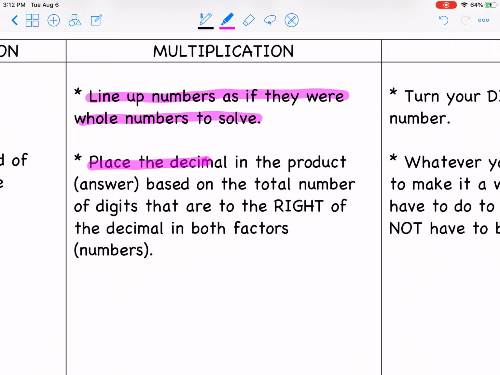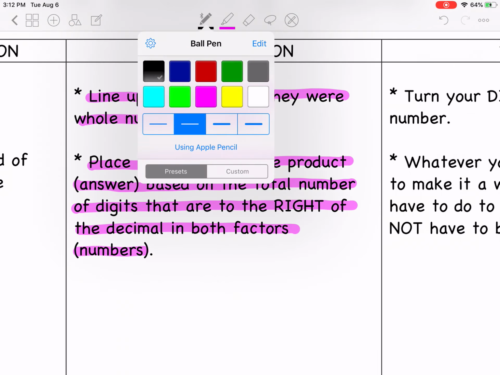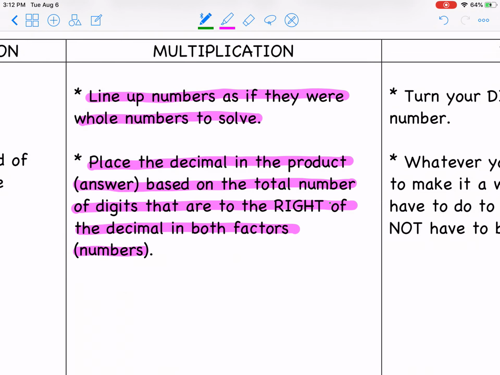Also, place the decimal in the product, which is the answer to a multiplication equation, based on the total number of digits that are to the right of the decimal in both factors, or both numbers of the equation. Now, I will say this is the most important part if you don't take anything else away. To the right of the decimal in both factors of the multiplication equation. So let's show an example of how to solve a multiplication equation with decimal numbers.